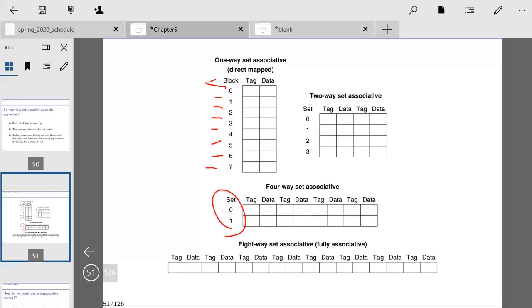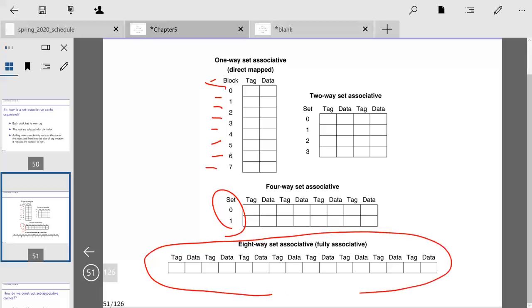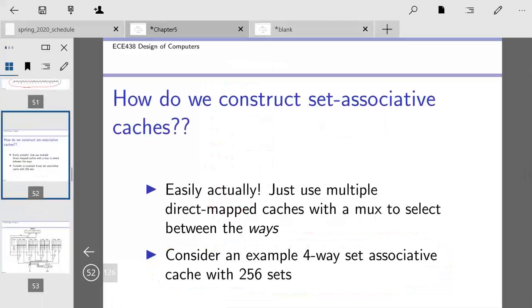And now, all the way on the other end of the spectrum, an 8-way set associative cache you can look at as having only a single set. So how many bits do we need? Well, 0. We only need 0 because we only have 1 set. This is one big old set right here. And so a fully associative cache has no index.